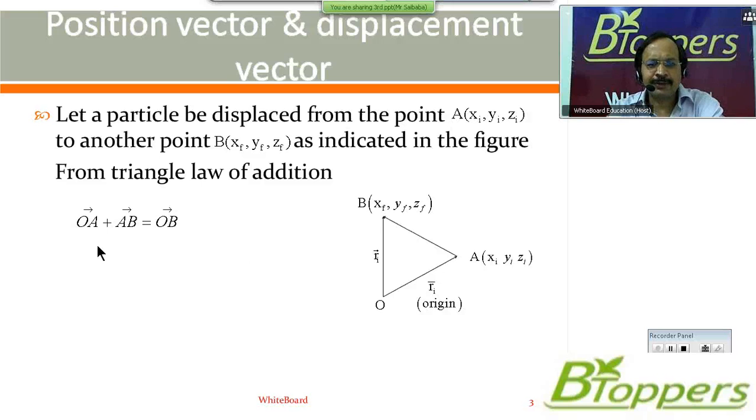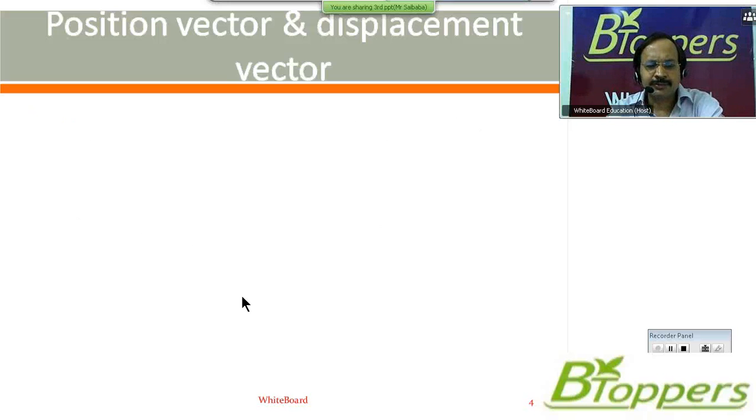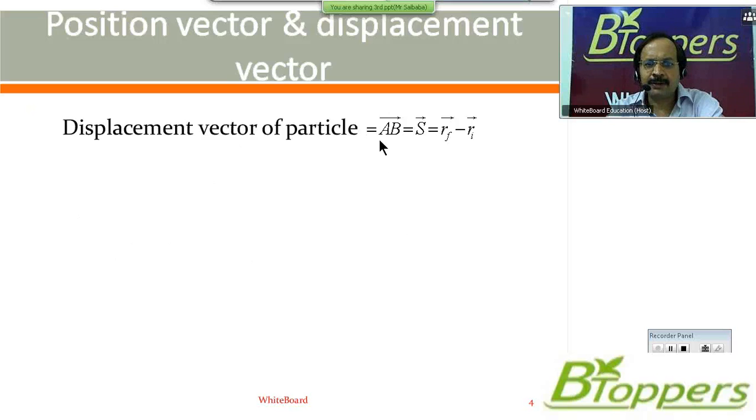From the triangle law of vector addition, we can write OA bar plus AB bar equal to OB bar, or AB bar equal to OB bar minus OA bar. So the displacement vector of the particle is equal to the direct line segment AB bar, which is denoted by S bar. That you can write as Rf bar minus Ri bar, meaning position vector in the final position minus position vector in the initial position.